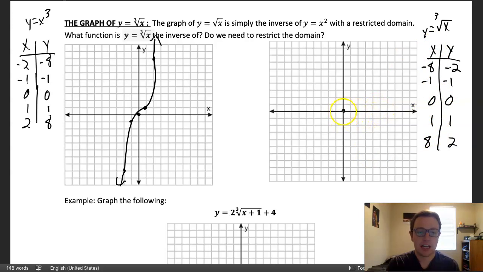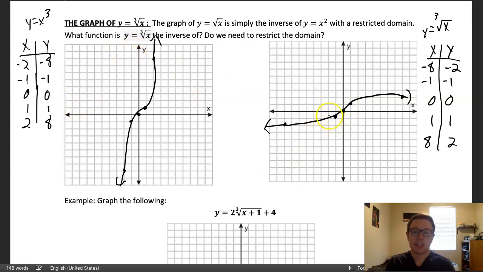So let's start. We're at 0, 0. We go over 1, up 1. We have the point 8, 2. So we're going to go over 8, up 2. And then we're going to do the same thing in reverse. So we have negative 1, negative 1. We're going to go down 1, over 1. Then we have negative 8, negative 2. So let's plot that point. This is our graph of a cubed root function. Notice how it just looks like the cubed function, just flipped on its side.